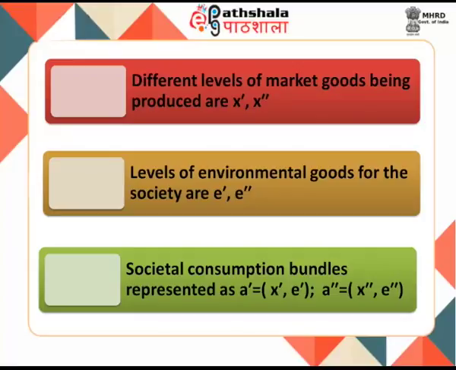When X' quantity of market goods is being produced, all the end consumers will be consuming x1', x2', ..., xn' respectively. Similarly, for X'' quantity of market goods, they will be consuming x1'', x2'', till xn'' respectively.